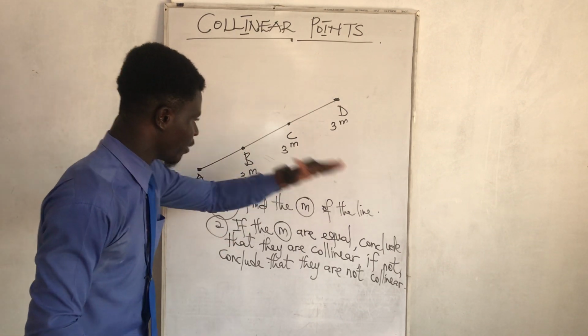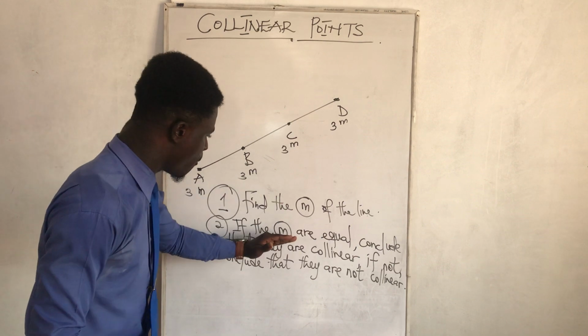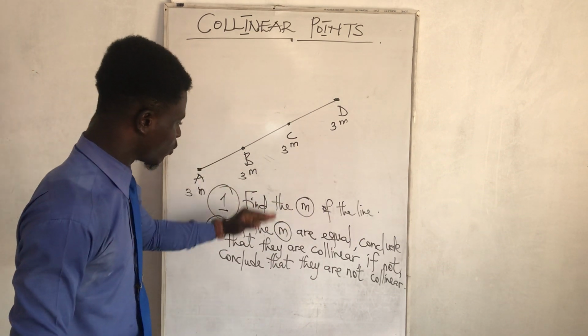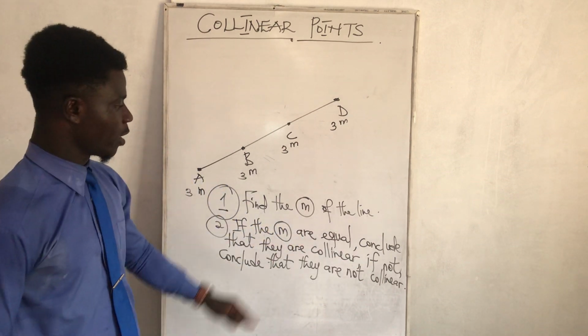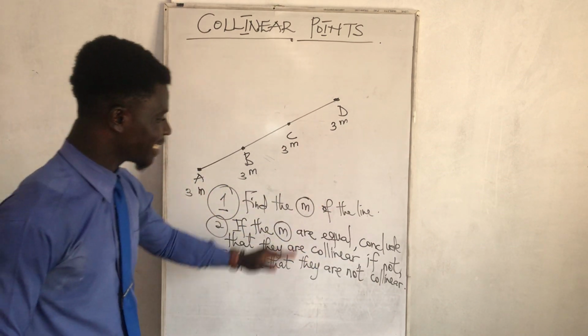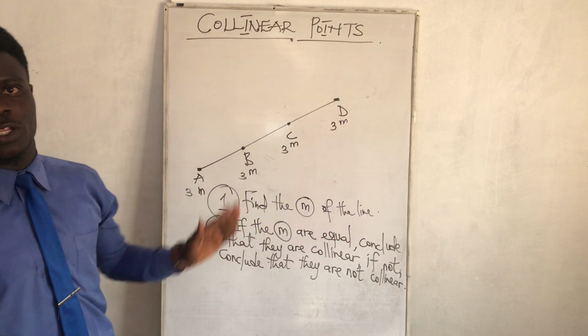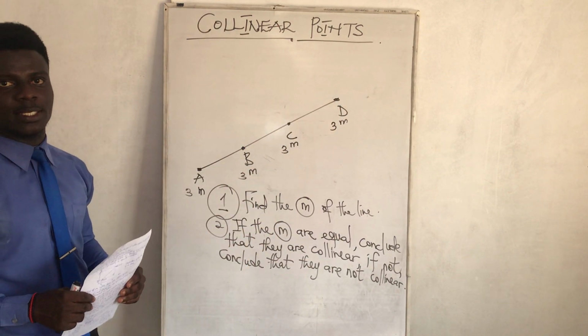So 1, find the gradient of the line. 2, if the gradients, which is m, are equal, conclude that they are collinear. If not, conclude that they are not collinear. So if they are not the same, we disqualify them as collinear points.